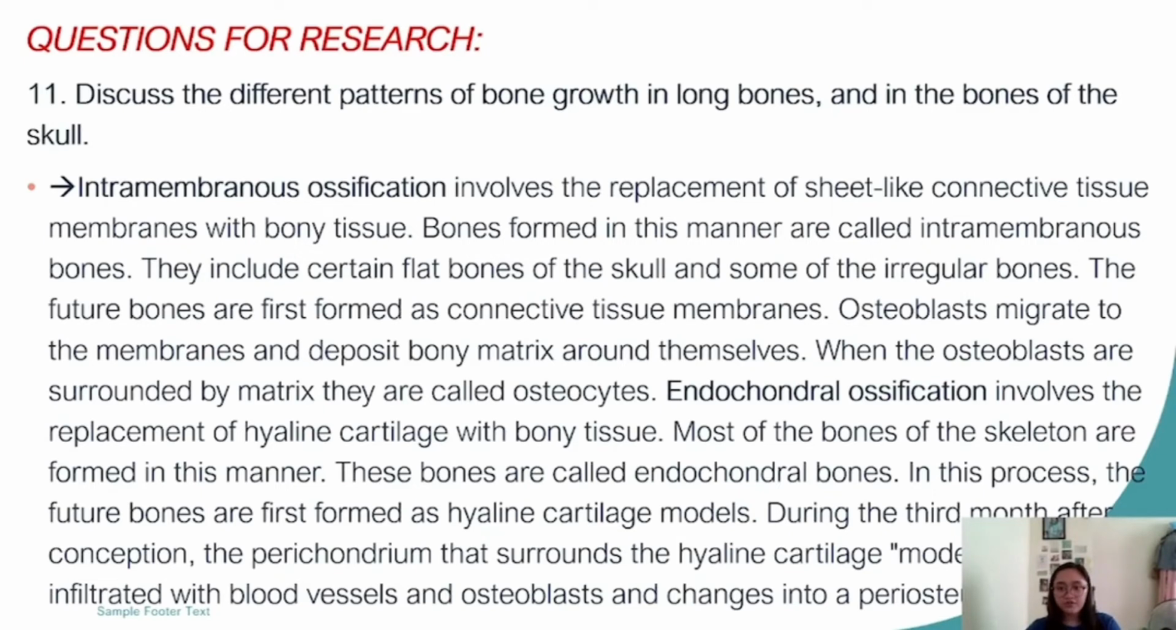Endochondral ossification involves the replacement of hyaline cartilage with bony tissue. Most of the bones of the skeleton are formed in this manner, and these bones are called endochondral bones. In this process, the future bones are first formed as hyaline cartilage models. During the third month after conception, the perichondrium that surrounds the hyaline cartilage models becomes infiltrated with blood vessels and osteoblasts and changes into periosteum.